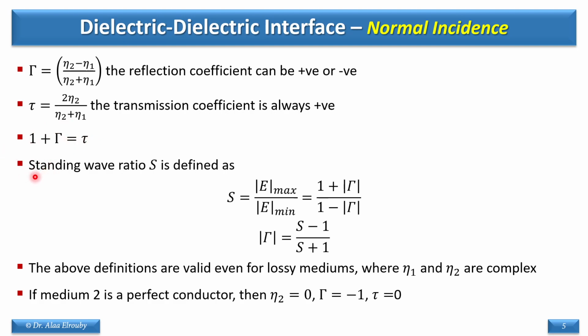In this case you would also examine the standing wave ratio S, which is the maximum magnitude of the electric field divided by the minimum magnitude of the electric field, which we proved earlier is equal to 1 plus the absolute value of gamma divided by 1 minus the absolute value of gamma. So the standing wave ratio is always greater than 1, and we also showed before that the magnitude of the reflection coefficient is related to the standing wave ratio by this equation.